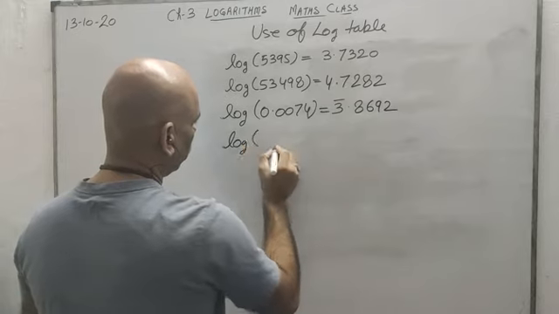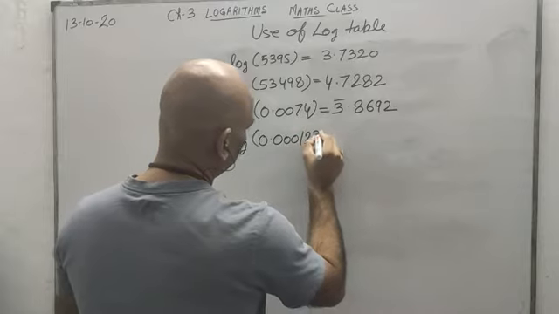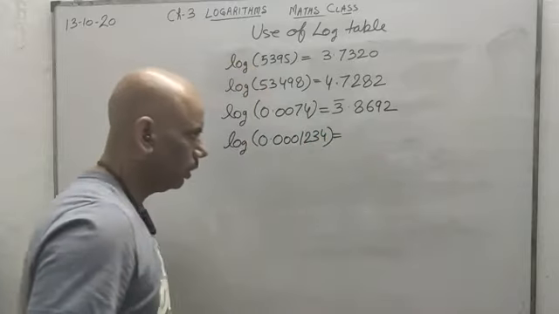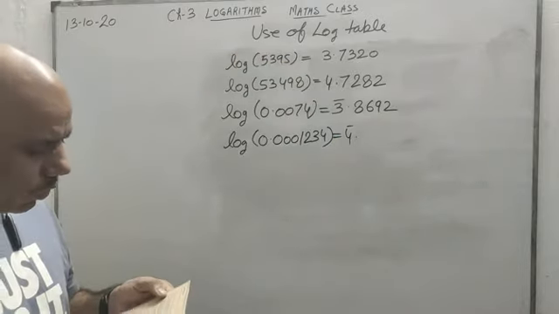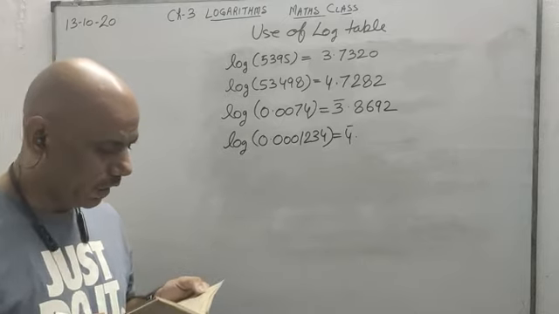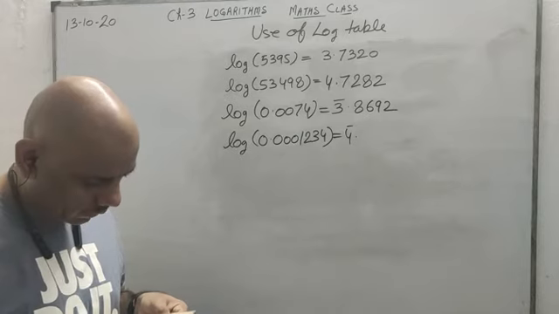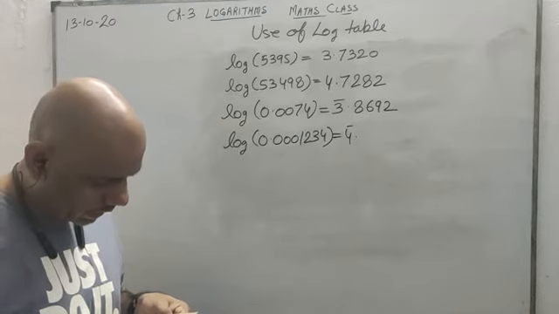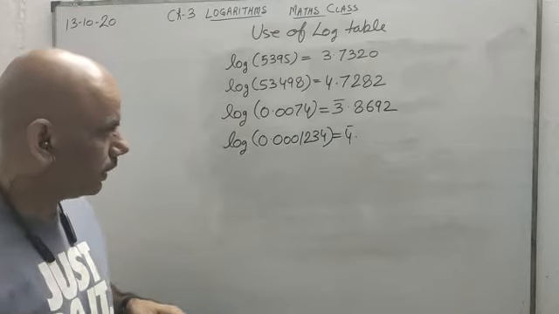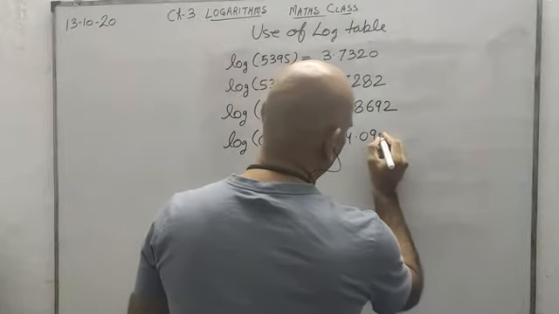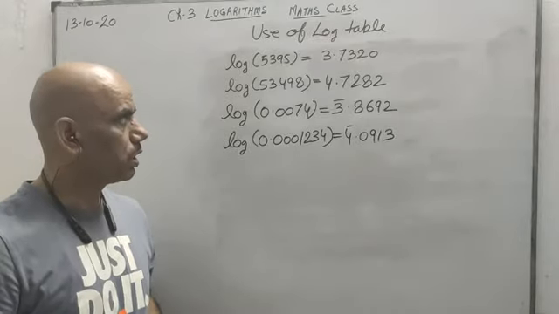Similarly, let me take one more example. 0.000123. So due to these 3 zeros, characteristic will be 4 bar. Now look for the row of 12. In the row of 12, look for the column of 3 and add the mean difference of 4. The column is telling me 899 and the mean difference is 14, so 913. So this way we will use the log table.